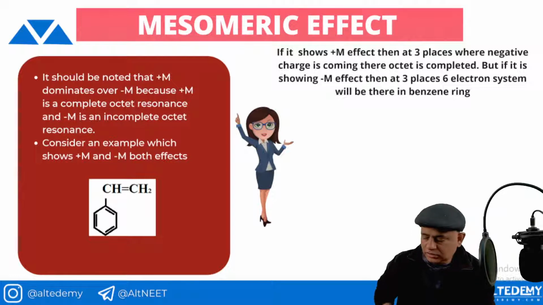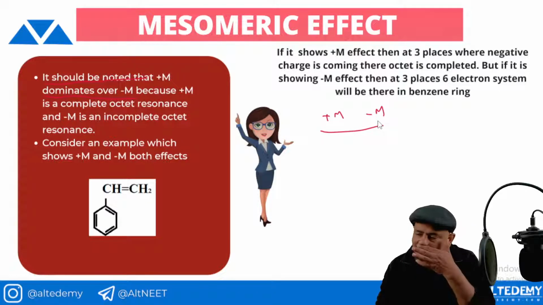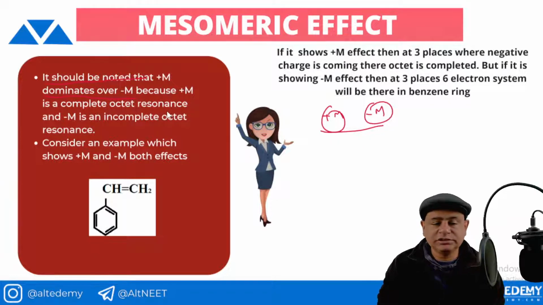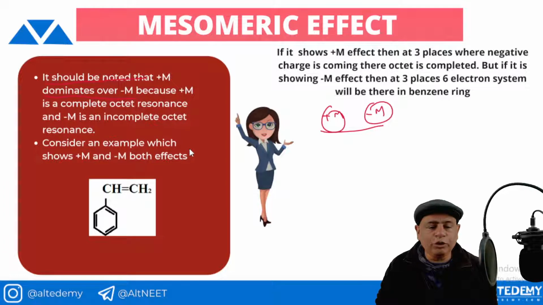Now, I have written a very important statement and you should follow that statement. First thing, it should be noted that plus M dominates over minus M. As I told you, there are a lot of species which show plus M and minus M both. And somehow or the other, if you identify that this species is creating positive mesomeric effect and negative mesomeric effect, then which of the two will be dominating? Always understand that plus M dominates over minus M, because plus M is a complete octet resonance. Very important statement. Plus M is a complete octet resonance and minus M is an incomplete octet resonance.